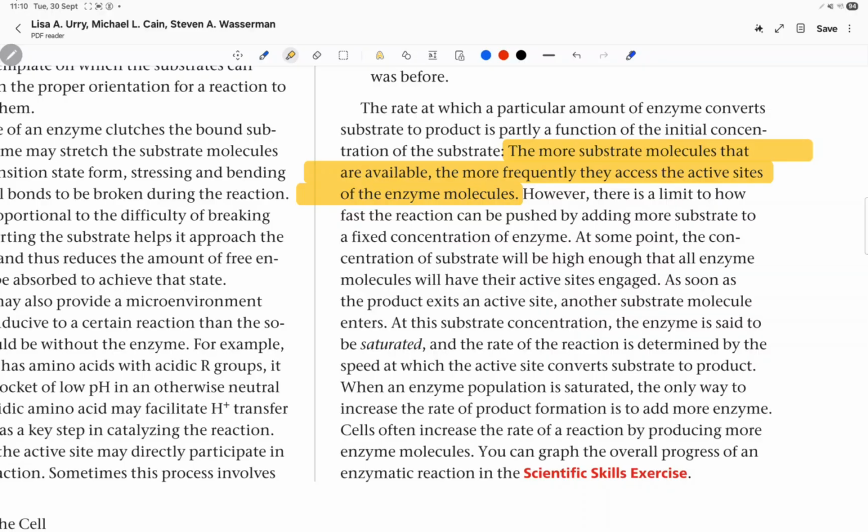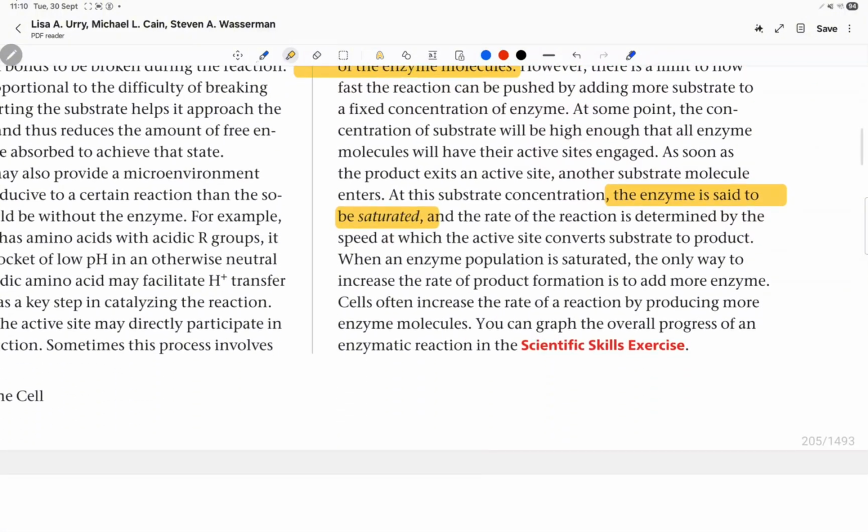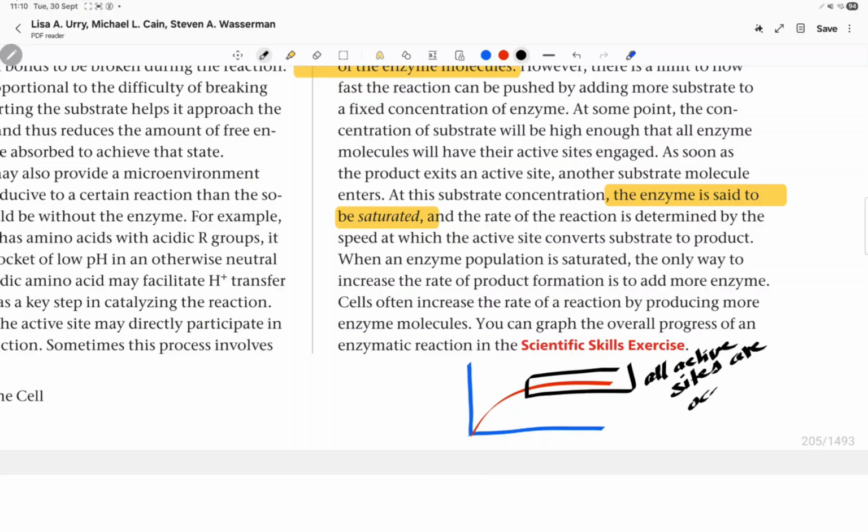So if all the active sites have been occupied, the enzyme becomes saturated, and the diagram for the reaction rate will be increasing initially, but then at some point it will stabilize, and that point of stabilization is the point where all the active sites have been occupied. All the active sites are occupied at that point. So the best way is to have more enzymes to make the reaction faster.